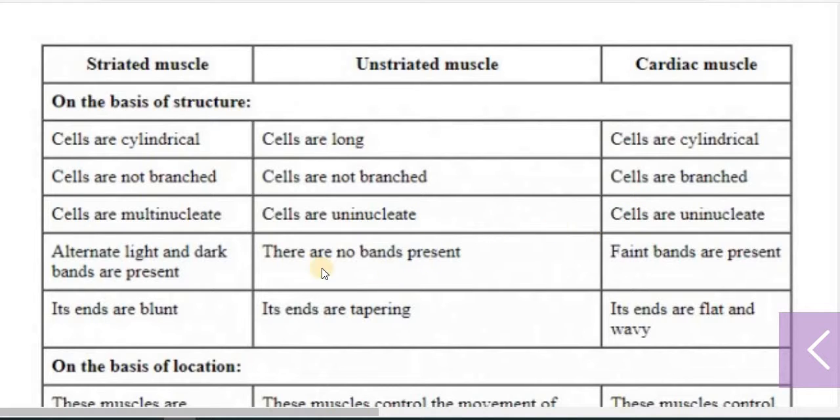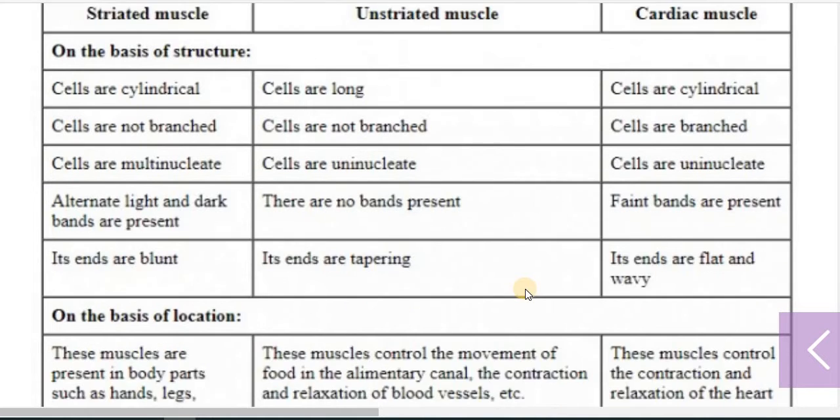cardiac muscle is uninucleated as well. Striated muscle possesses alternating light and dark bands, whereas unstriated muscle does not possess any light and dark bands, whereas cardiac muscle possesses faint bands in its structure. In striated muscle the ends are blunt, whereas unstriated muscle ends are tapering, and in cardiac muscles the ends are flat and wavy.